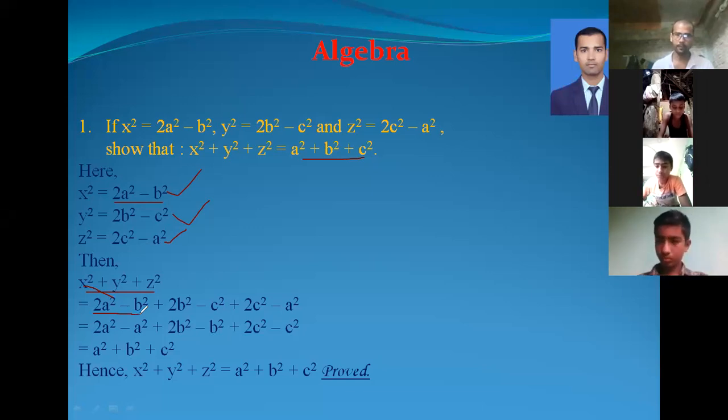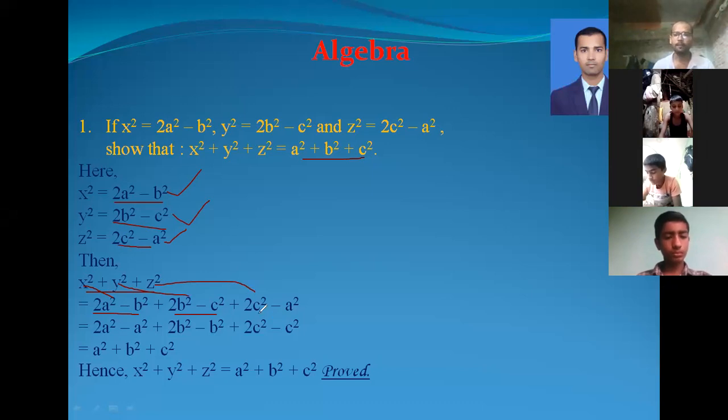In the same way, the value of y square, that is 2b square minus c square, we replaced here. Similarly, the value of z square is 2c square minus a square, and you can see we replaced it here.